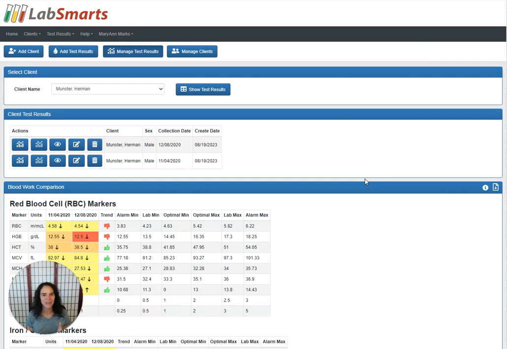I'm so excited. I want to show you the new redesign of the comparison table that I worked on. I did it all by myself. I'm so excited about it. It was fun and long overdue.